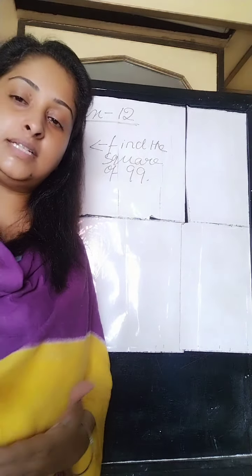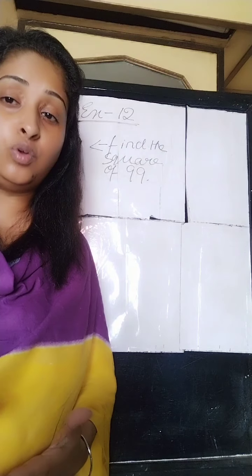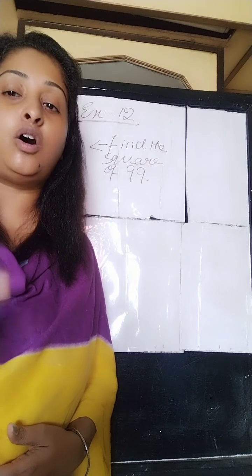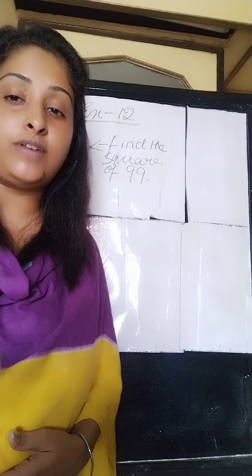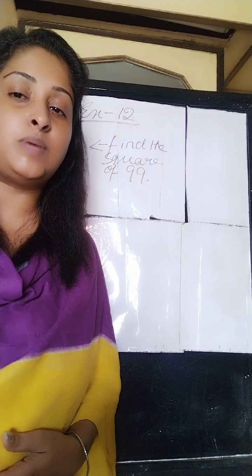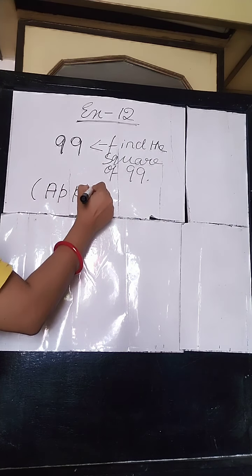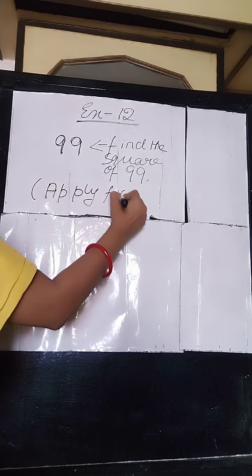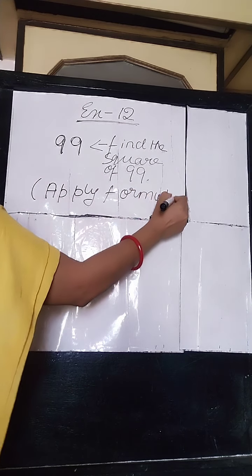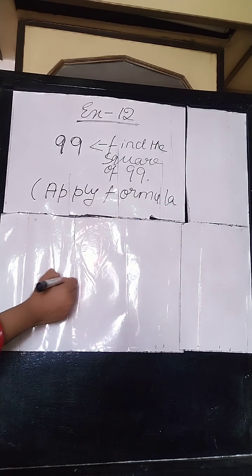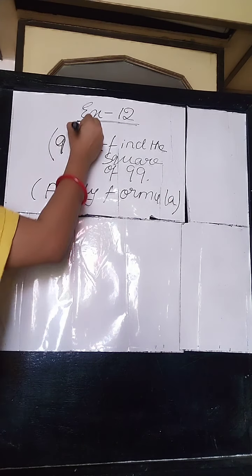You will do 99 into 99? Simply do 99 into 99 and find the answer? No. You have to apply the formula of square. Apply the formula of a plus b whole square or a minus b whole square to find the value of 99 square. You have to apply a formula to do this sum. It is compulsory to apply the formula to find the numerical value of the square of 99. Always you have to apply the formula to find 99 square.